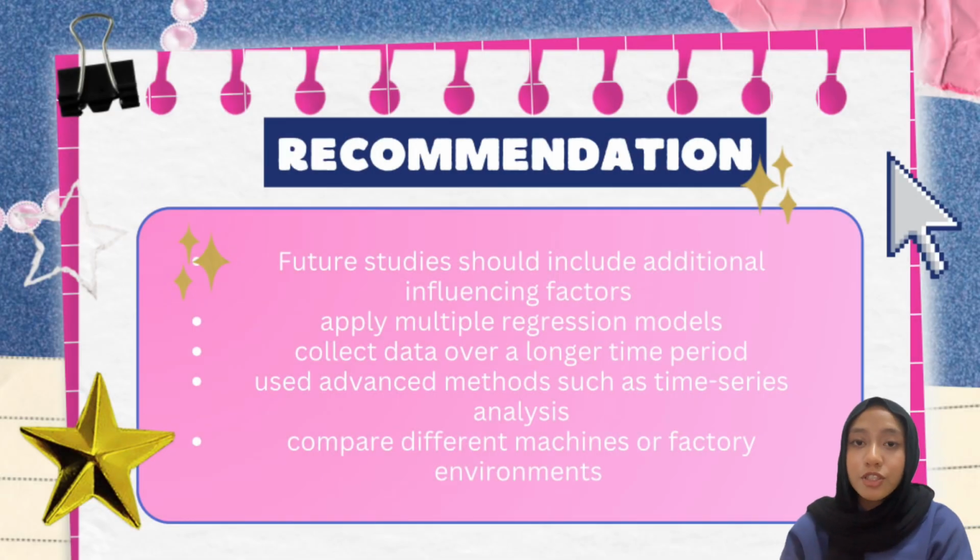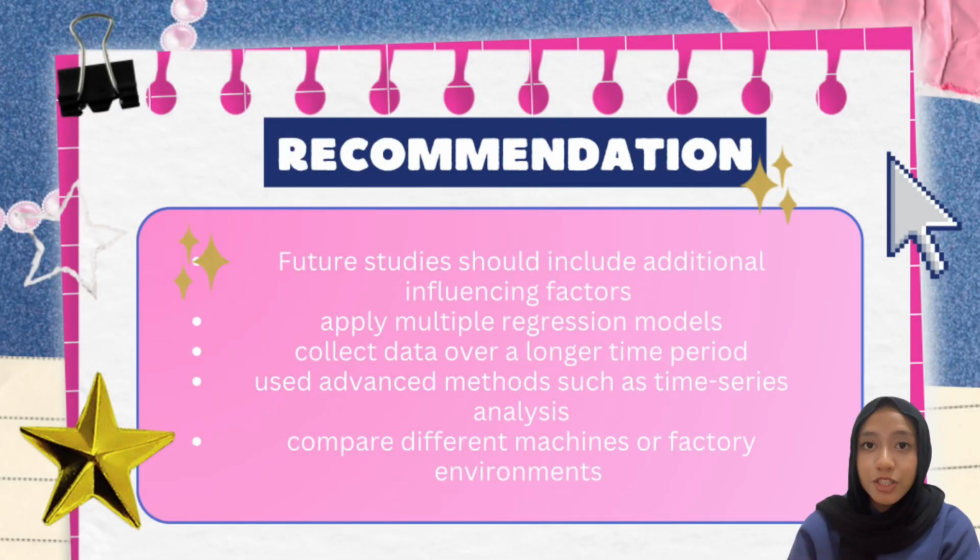Now let's talk about the future recommendations. First, future studies should include additional influencing factors. For example, production output is not only affected by operating time but also by factors such as machine condition, operator skill, and material quality. In addition, apply multiple regression models. Including more variables in the model will allow for more accurate predictions and a deeper understanding of how different factors interact.